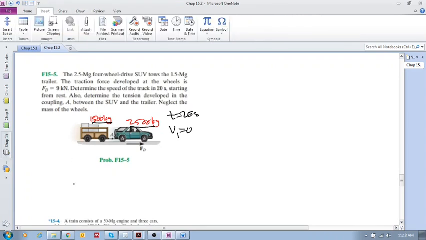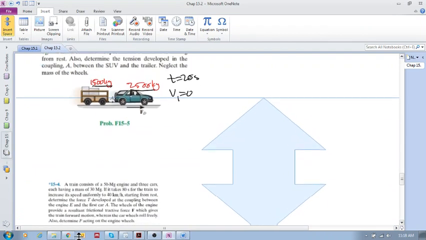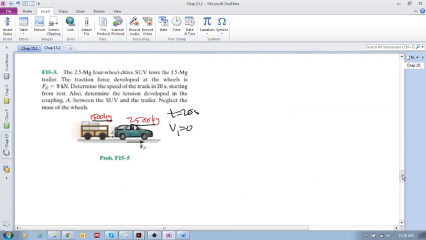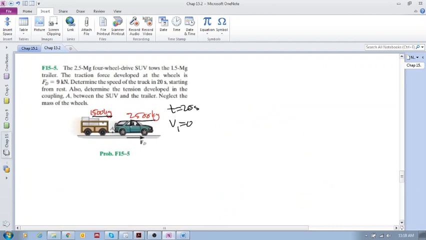Okay, let me just get some space here. All right, so guys, the first thing you want to see here is that we have a system of particles. There are more than one particle in the system, and we are trying to find what the velocity is of the vehicle. So what we can do is define this as our system. Our system now contains two particles. The coupling force between the truck and the trailer is now internal.